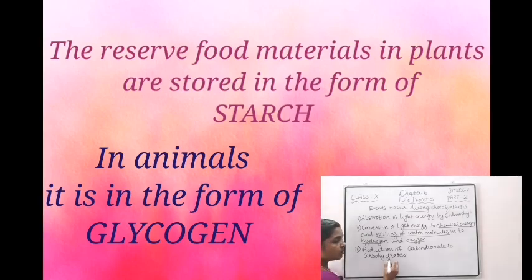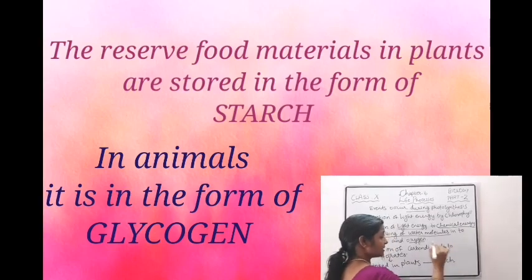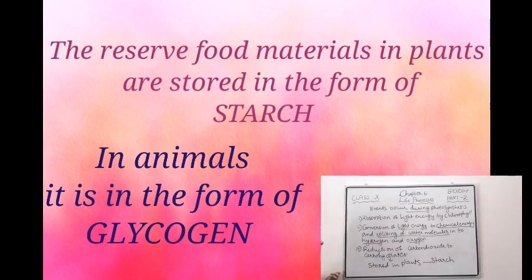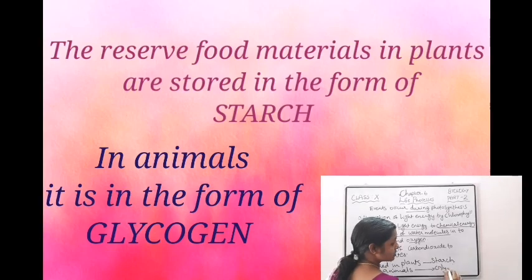Then these carbohydrates are stored in plants. In which form? They are stored in plants in the form of starch. Plants utilize some of the carbohydrate, and some is stored in the form of starch. But in animals, they utilize some food material and some food material they store in the form of glycogen.